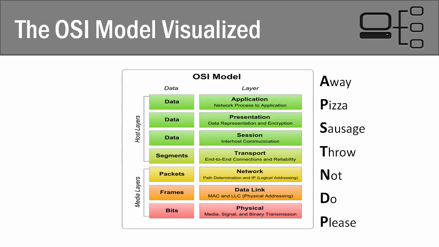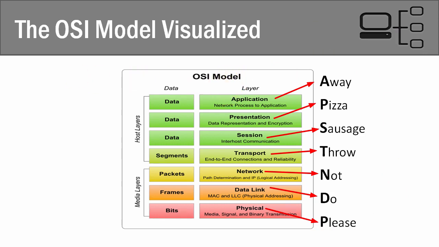So let me get my little arrow tool together, and I'll show you what I mean by this. The first letter on each one is going to align with the first letter over here as well. And you'll notice that when we say it, we start with the bottom and go to the top. So please do not throw sausage pizza away, and the first letter is going to align with the first letter here. For those of you that are studying to take the Network Plus or the CCENT or the CCNA, having something like this to memorize this is going to be really good for you.